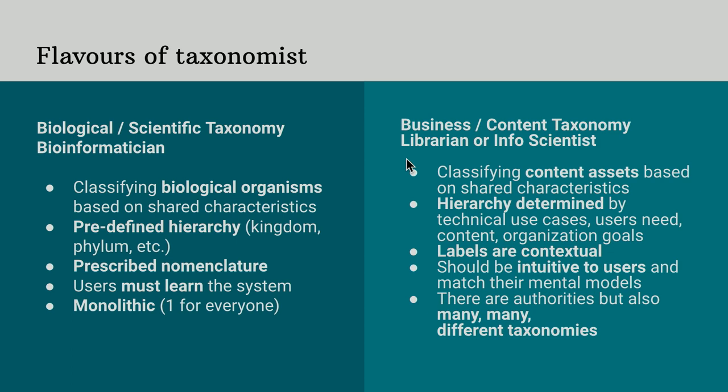Everybody uses the same system, phylum, kingdom, order. I don't even know those. I should learn them just because I'm a taxonomist, but it is different than a business taxonomy or a content taxonomy. We are also classifying things by shared characteristics, but we really care about the context and the situation. There are authoritative taxonomies that we might lean on or be inspired by, but if I say medical taxonomy, you can't just take one of the 50 authoritative medical taxonomies and use that for your website. You can use it as a source, but it's not gonna serve your content, your audience, your needs, and your technology. So we are making many, many different taxonomies that are custom to your situation. So it's a different skill set, kind of the same label, but very different skill set.